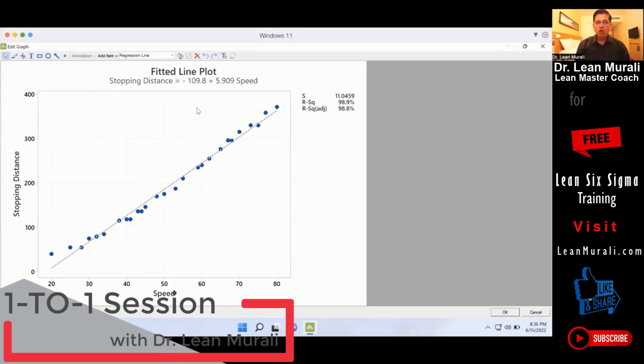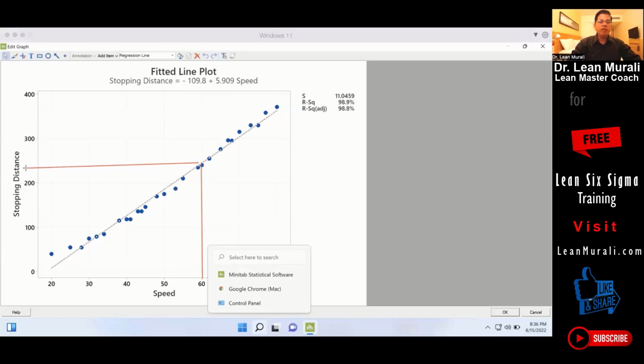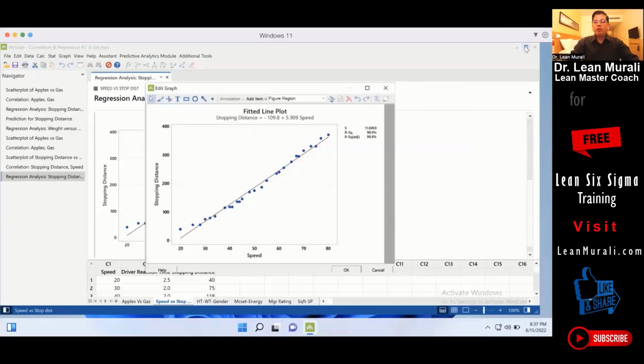How is this equation helpful? If my speed is 70, let me draw a line like this. If my speed is 70 or 60, I can predict what the stopping distance will be. How much will the stopping distance be? I just draw a line for you. Somewhere around 230. Instead of just drawing a line and giving one value, it can also tell you in what range you can predict this. Let me close this.